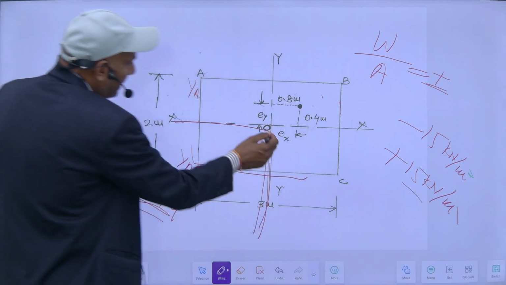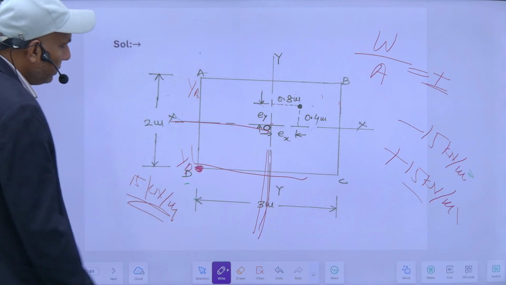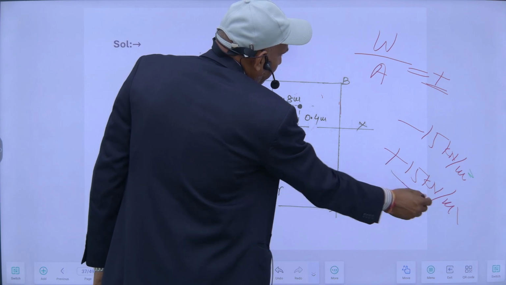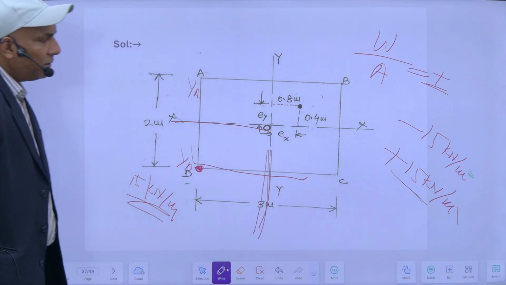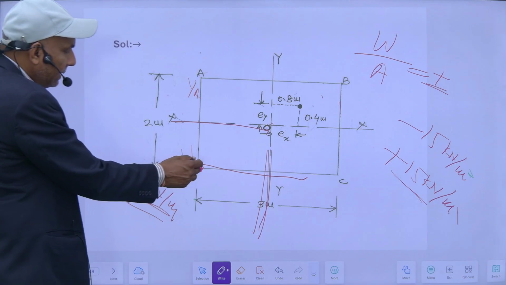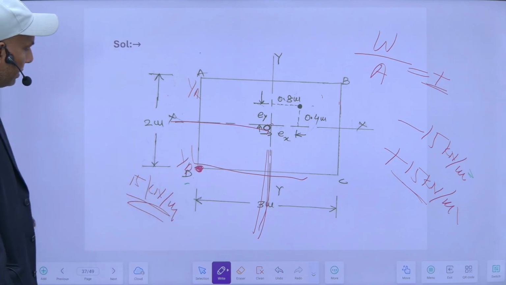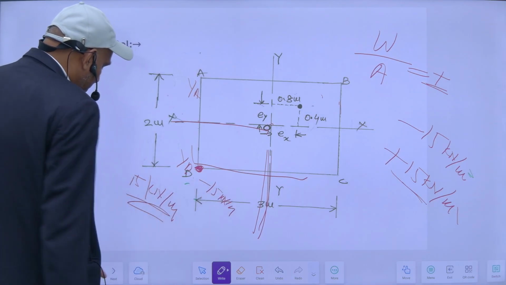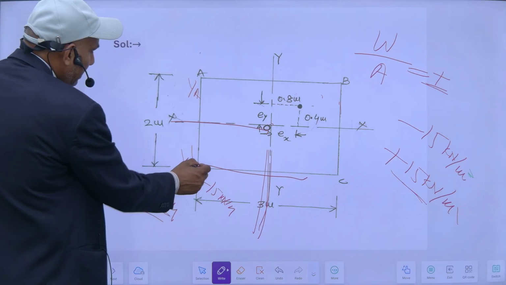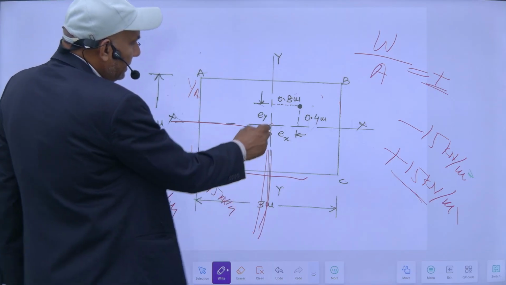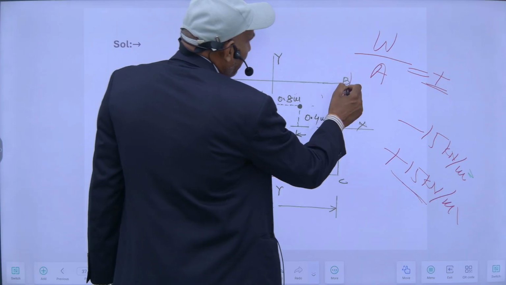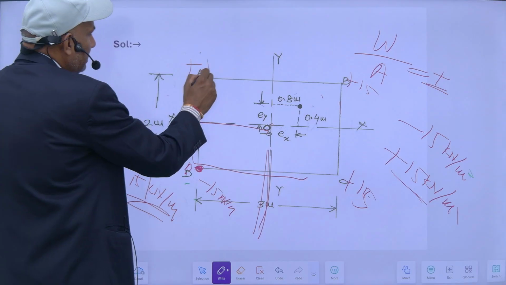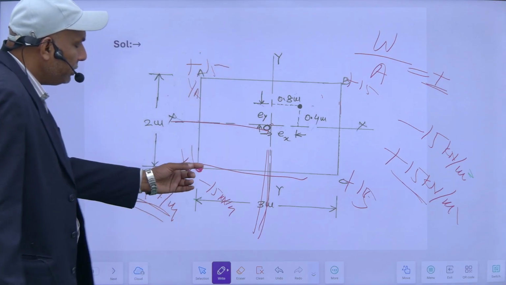And since it is acting at the center, if my W creates a compressive stress of 15 kilonewton per meter square at this corner, then it will be 0. Since it is minus 15 kilonewton per meter square, my load should be such that it will create plus 15. And it is acting at the center, so it will create plus 15 at all the corners. So here it will be 0.